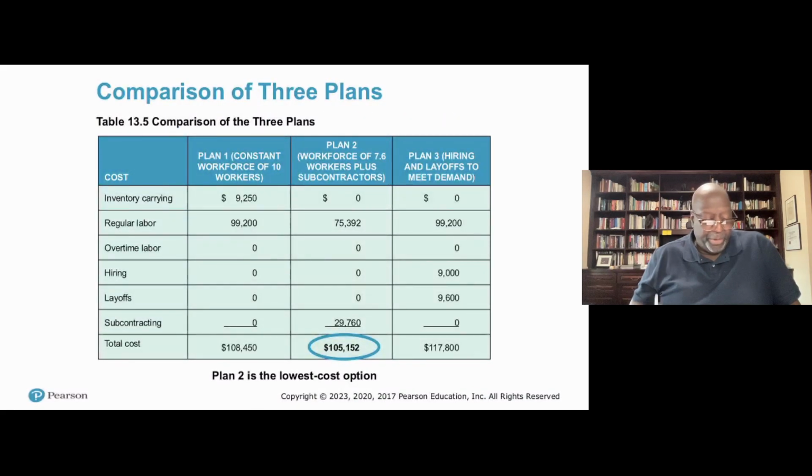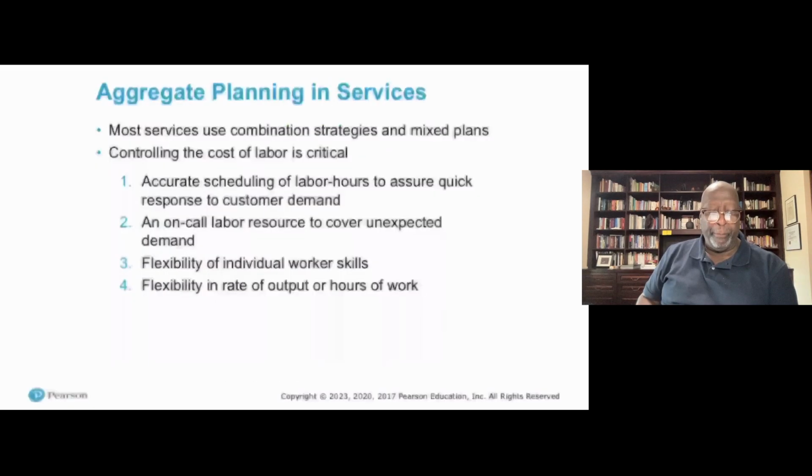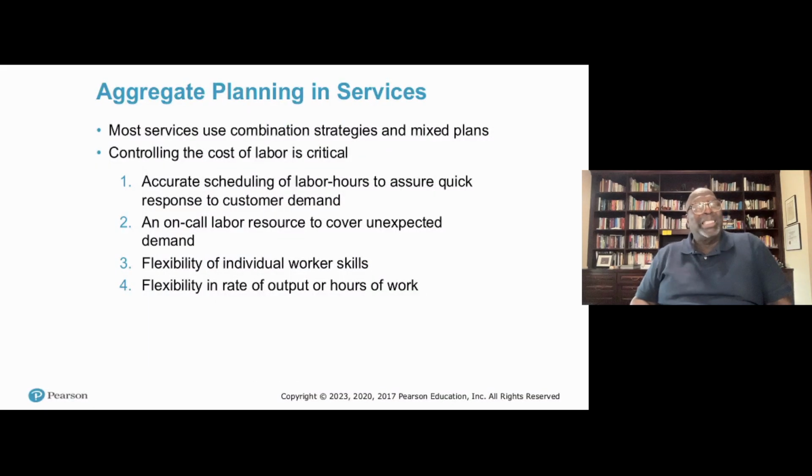So the comparison of the three costs, you could see now plan number 2 is the most cost efficient option. It certainly was cheaper than the constant workforce and the chase strategy of hiring and laying off workers. So using a fixed number of workers with subcontracting in that case turned out to be the best. All right, so that's kind of what you do.